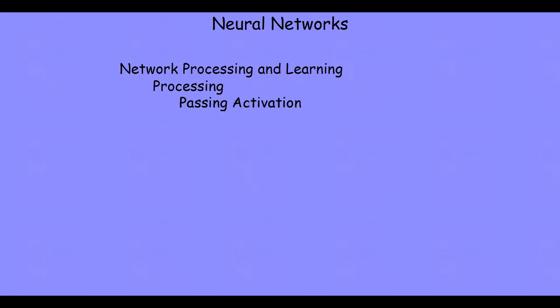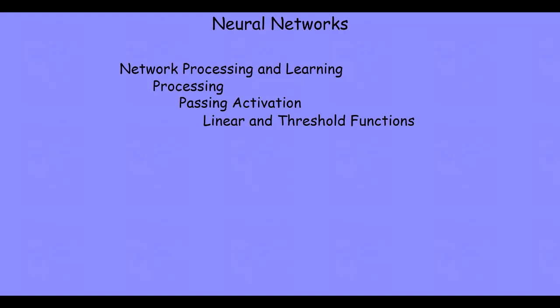Let us turn our attention now to processing and learning for these neural network models. So processing, to start with, is going to consist of the passing of activation. Right? So individual neural units have activation values, and they will then pass their activation values on to the next layer and on until you get from input to output.